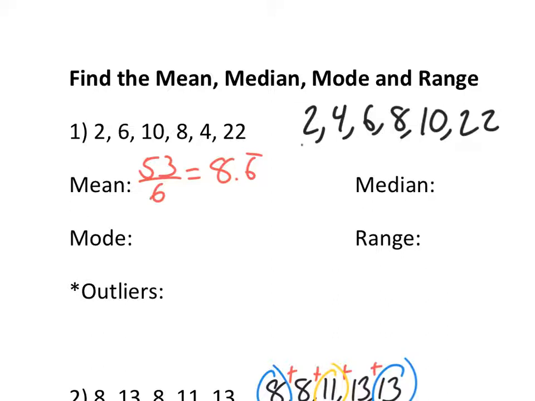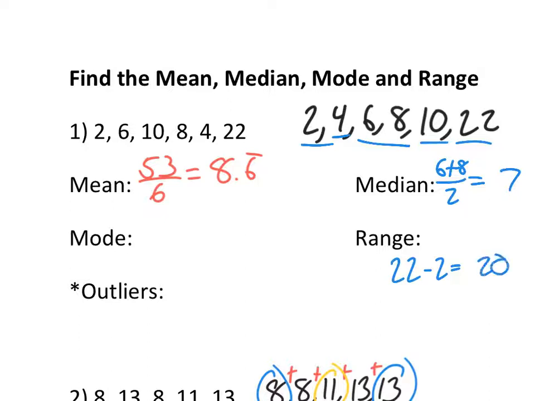Now I'm going to come up with my median. So I have 2, 4, 6, 8, 10, and 22, so 6 and 8 are my middle numbers. To find the median, I'm going to have to do 6 plus 8 and divide by 2. I'm just finding the average of those two numbers. Well, this one just happens to be 7. Now my range is going to be from 22 to 2. So I have a range of 20.